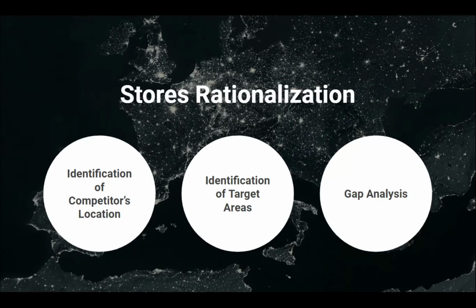So going into details about rationalization of stores, there can be three parameters for rationalization. One could be identification of competitors' locations. Second could be identification of target areas. Third could be the gap analysis. So we'll talk about each and every parameter in detail going further.